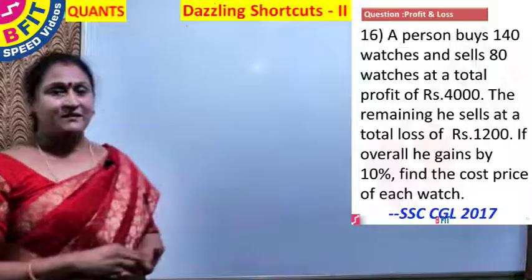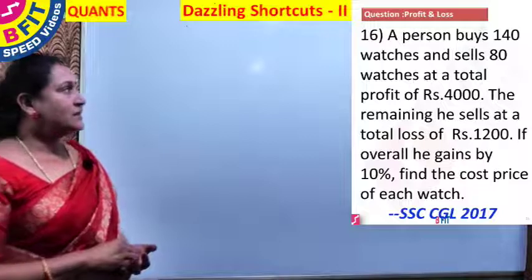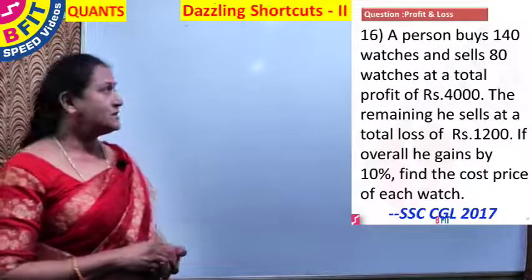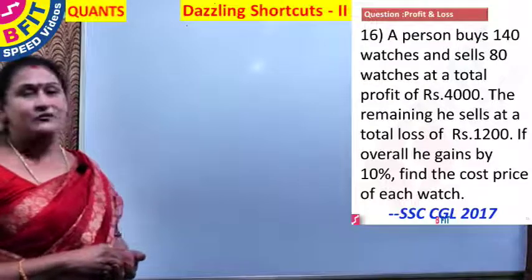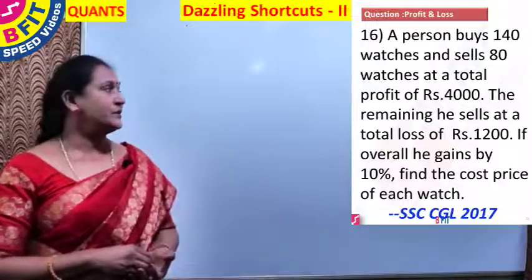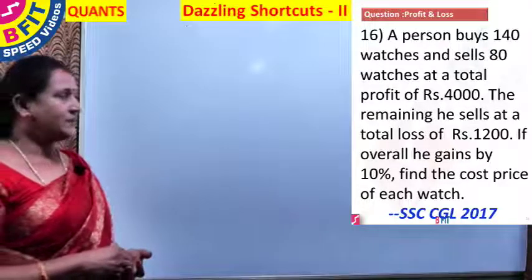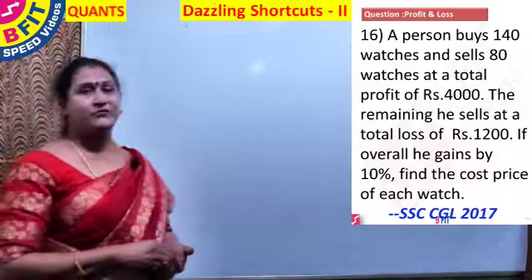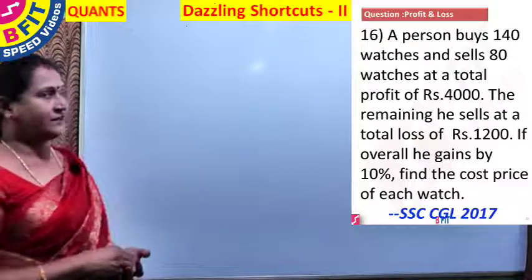So the next question, also under the topic profit and loss. A person buys 140 watches and sells 80 watches at a total profit of rupees 4,000. The remaining he sells at a total loss of rupees 1,200. If overall he gains by 10%, find the cost price of each watch. This was asked in SSC CGL 2017.